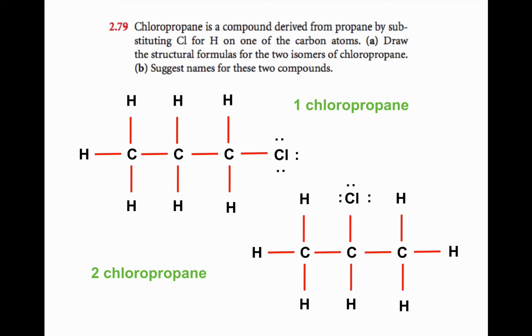There is no 3-chloropropane. If you put the chlorine over there, you just call it 1, right? You're starting from that end of the compound. So wherever the substitution is, that's where you start counting from. Again, we'll get into isomers and the naming of organic compounds later on in the course. Right now, at this point in the course, you should be able to name ionic compounds, molecular compounds, and acids.